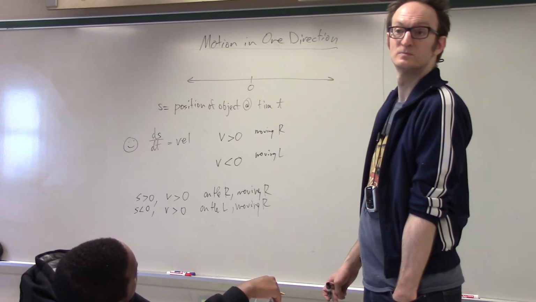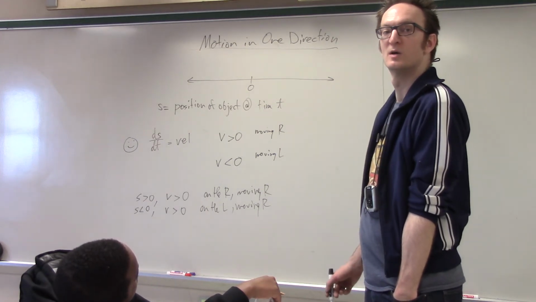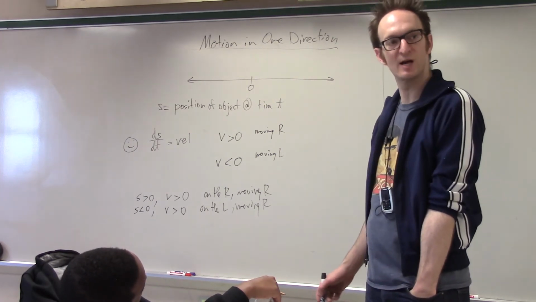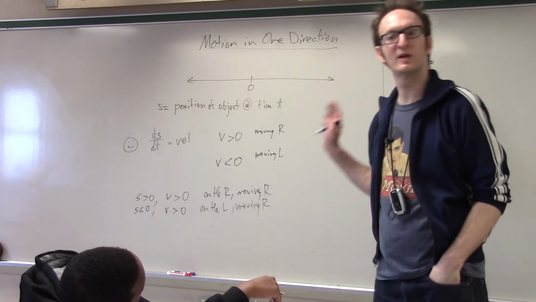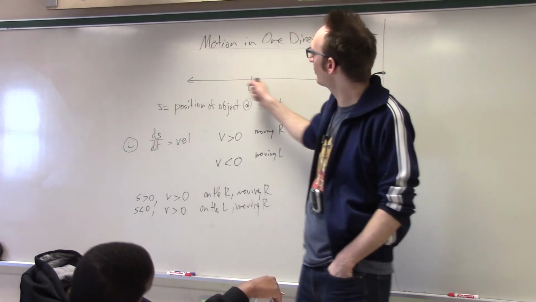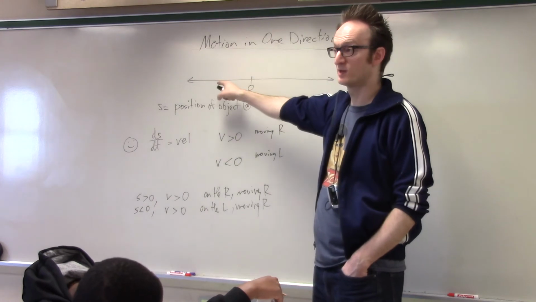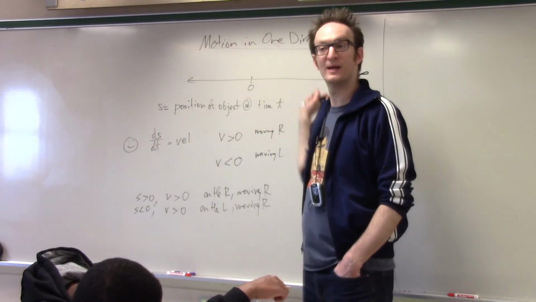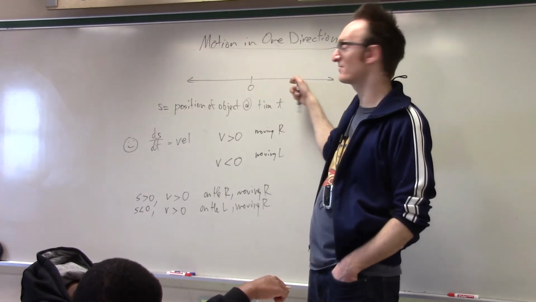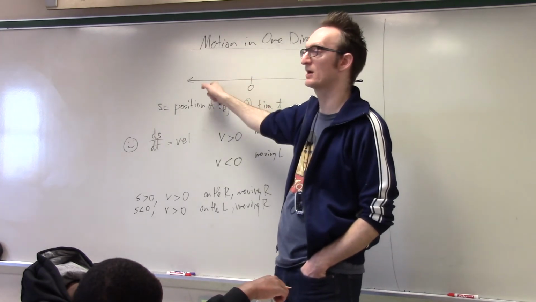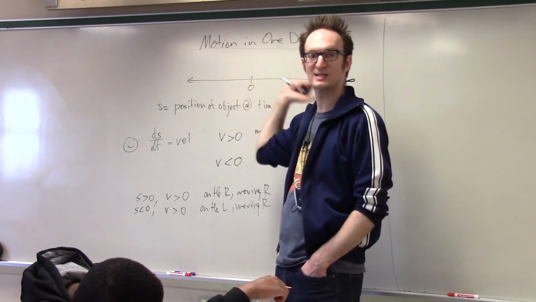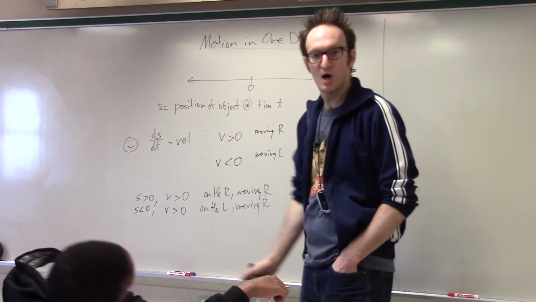When your position and velocity are different. Does everyone see that? I'm moving towards the origin when I'm either on the right moving left or on the left moving right. So either when my position is positive and my velocity is negative, or my position is negative and my velocity is positive. Cool? Okay.